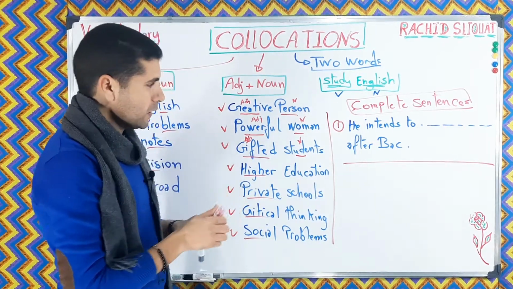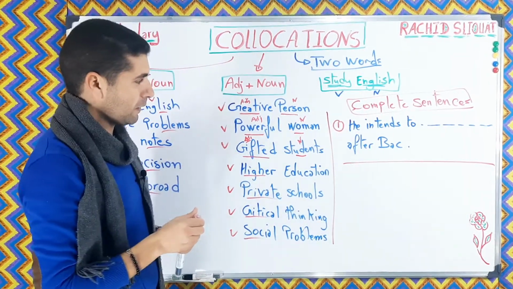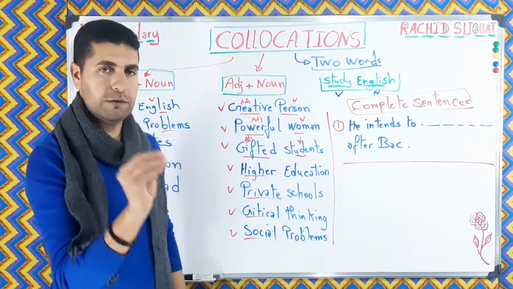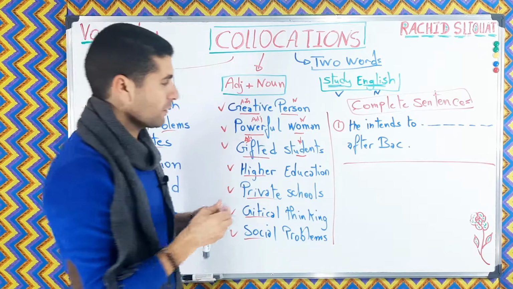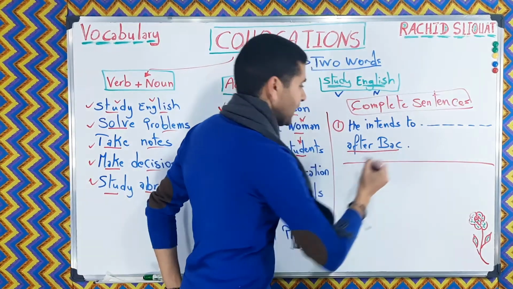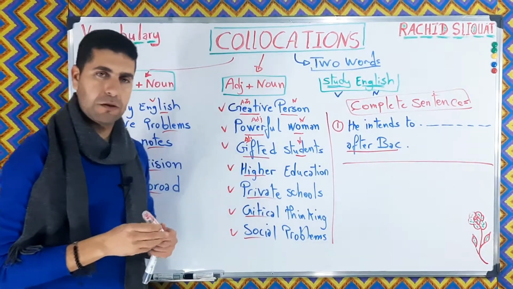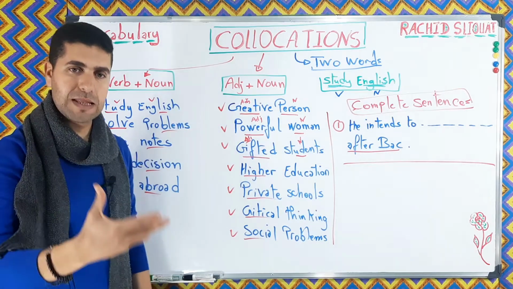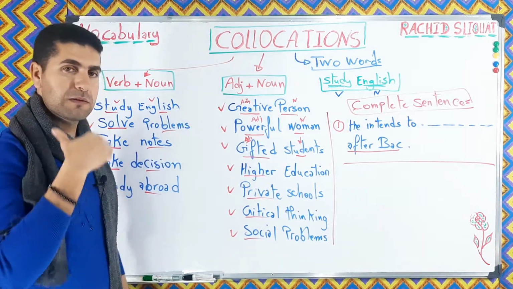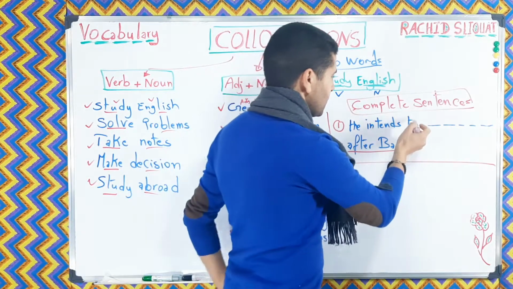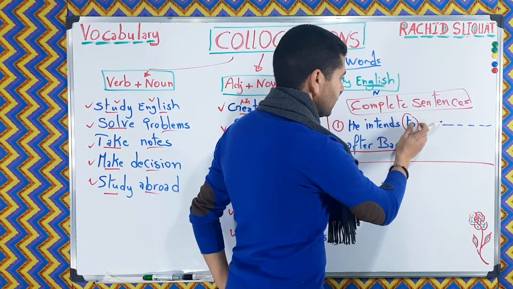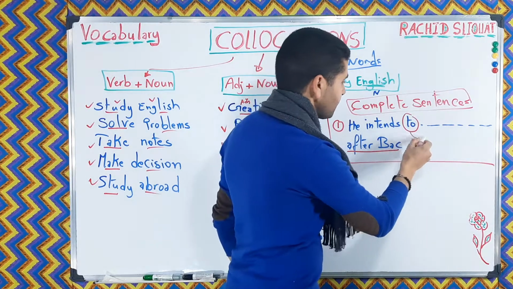All right, now here what you have to keep in mind is that in the sentence we have some words that can help you know the collocation. For example, here we have after baccalaureate. Now after baccalaureate has to do with studying, so very simply, and here we have to. So this means that after this we will have what?